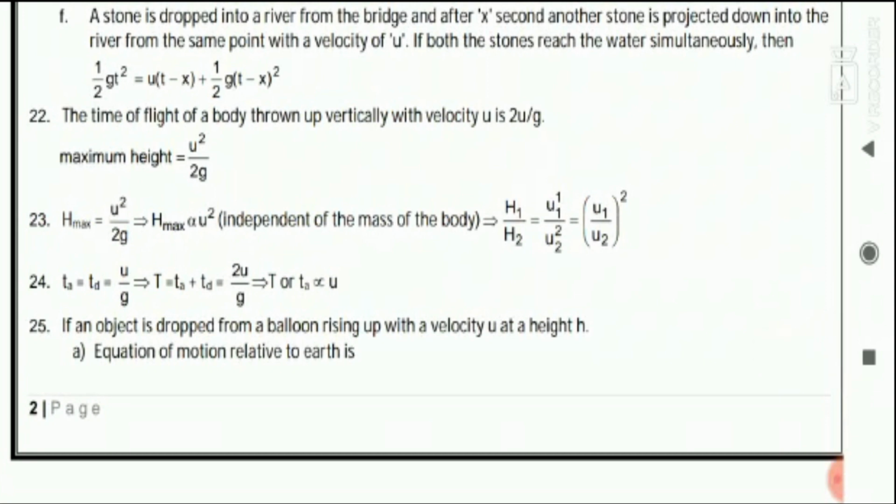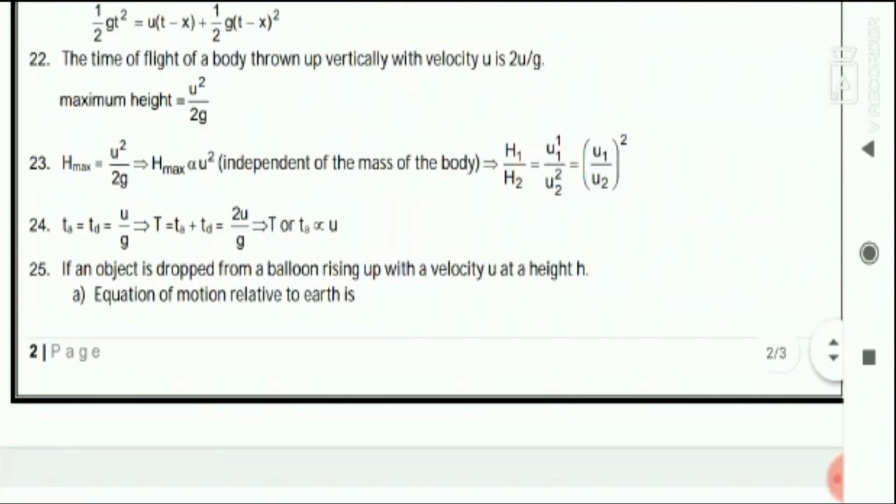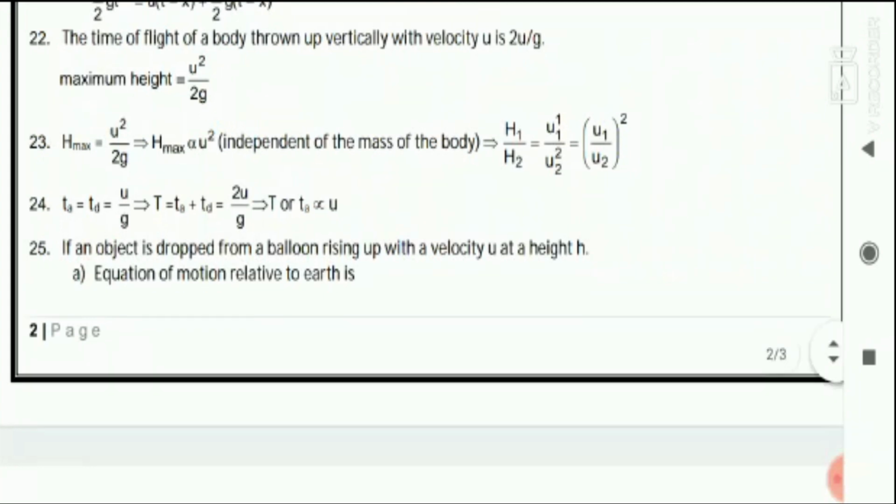Then the next point is also very important. The time of flight of a body thrown up vertically with a velocity u is 2u by g, and the maximum height is u square by 2g. All this you have learned in your regular PU classes. So if you remember all those formulae, 100% you will solve the questions based on them. Similarly, the h max formula is given. In different cases you can compare the maximum height.